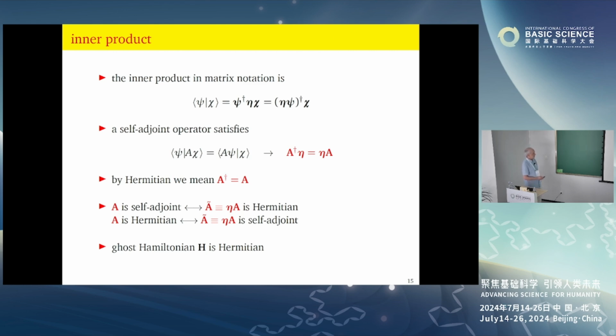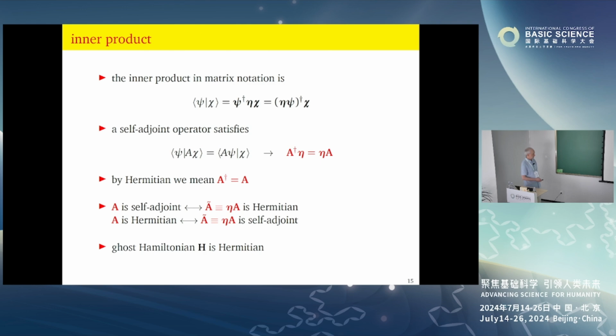First of all, the inner product in matrix notation again brings in the eta matrix. We can write it in one of these two ways. Often I'll use this way. With the inner product, we can define what self-adjoint means in the usual definition here, but in terms of matrices, it looks like this. When I say something is Hermitian, I'll just mean Hermitian in the usual sense. So for a matrix, it's A dagger equals A.